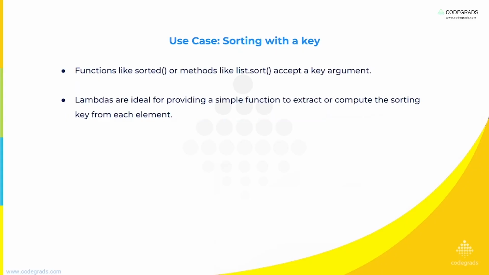Then sorting with the key. You can sort a list of tuples using a lambda as a key also. Functions like sorted or methods like list.sort accept a key argument, and lambdas are ideal for providing a simple function to extract or compute the sorting key from each element.